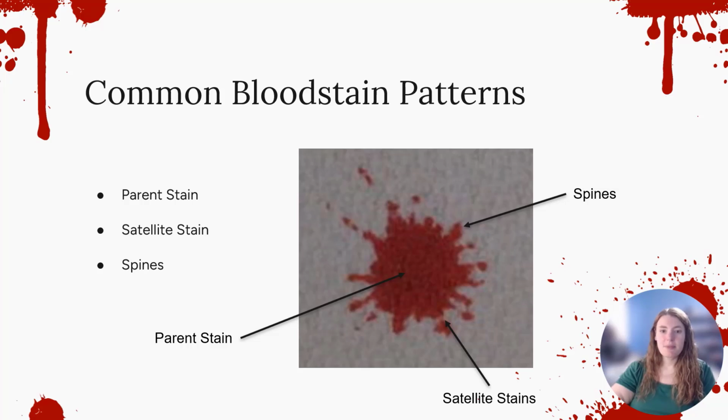When we're discussing bloodstains, you're going to see the terms parent stain, satellite stain, and spines. Parent stains are the main stain, or the blood drop that you're analyzing at the time. Spines are the thin spikes that come out of the parent stain but still remain attached. Satellite stains are simply spines that end up detaching from the parent stain.